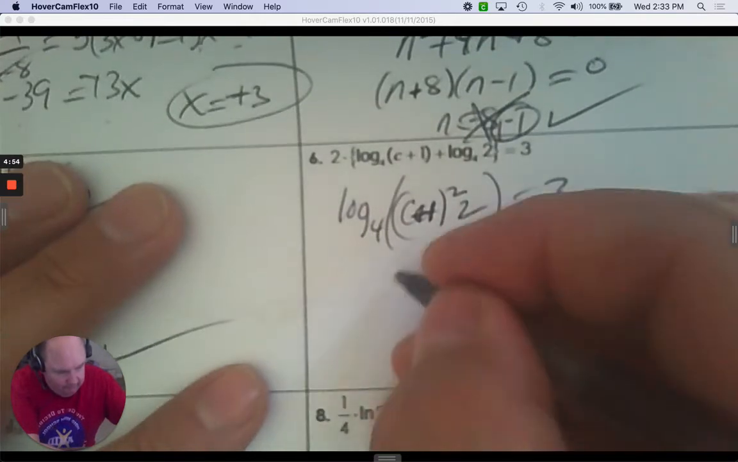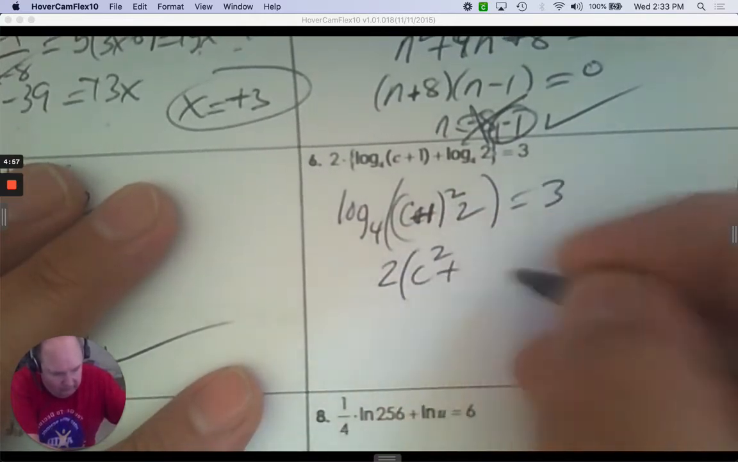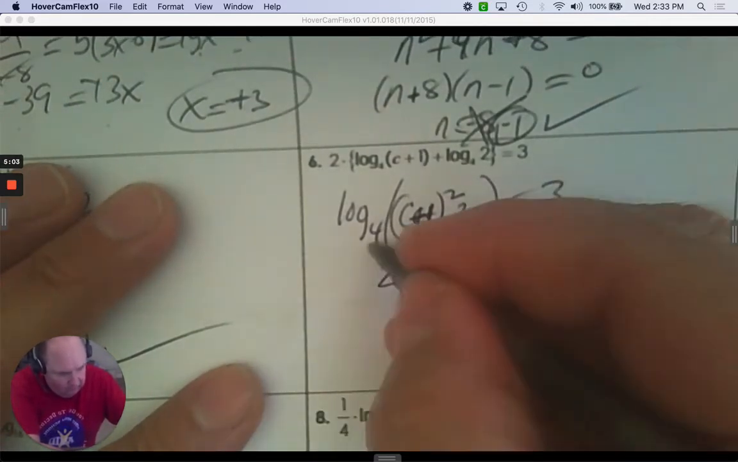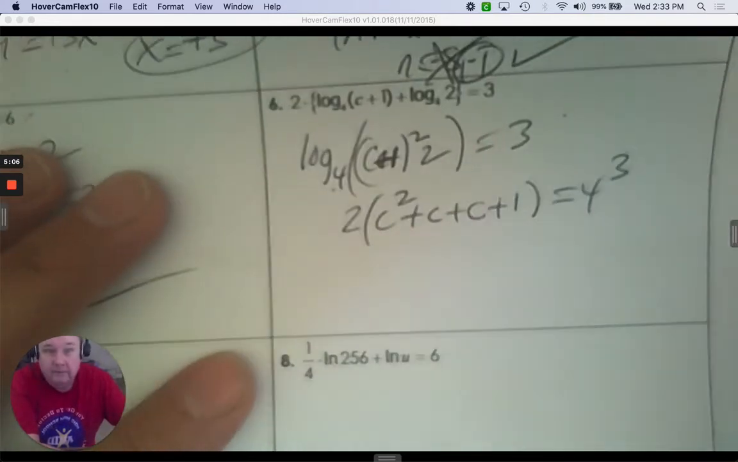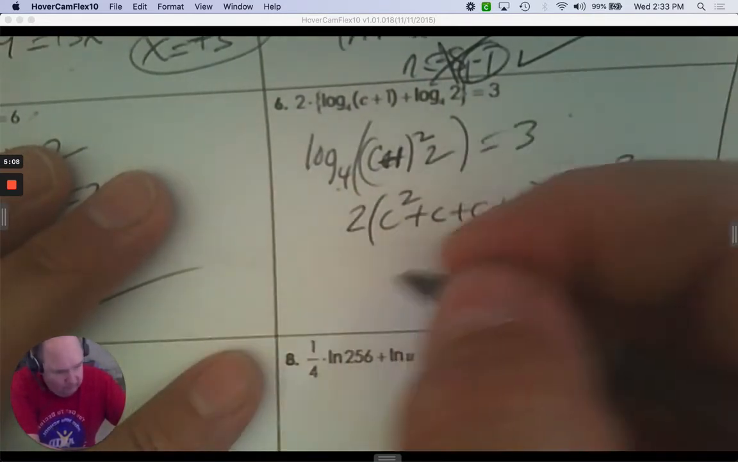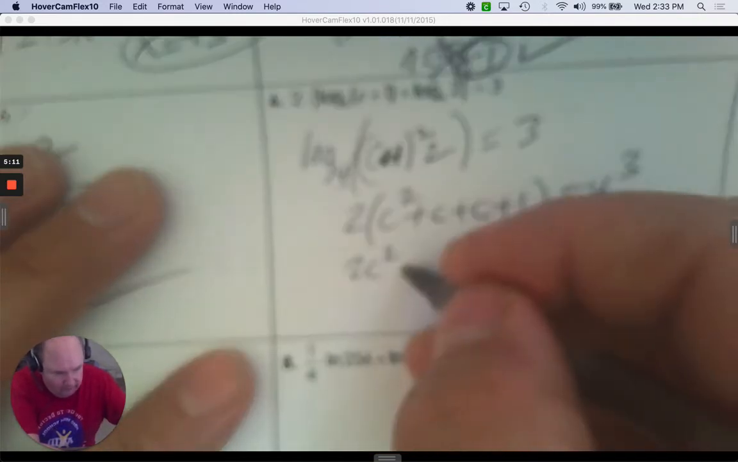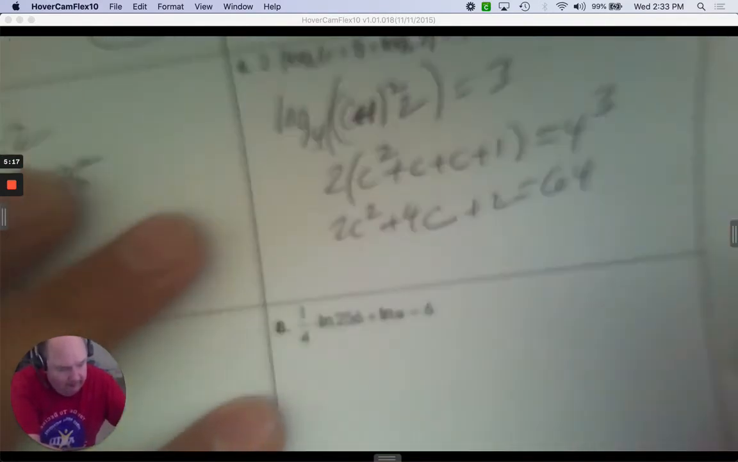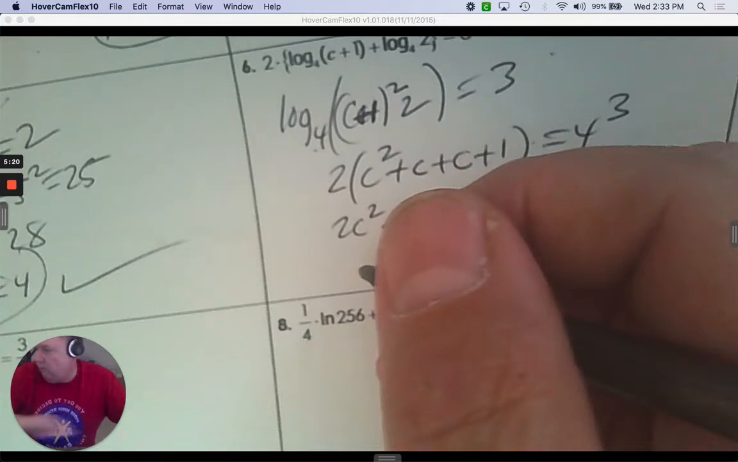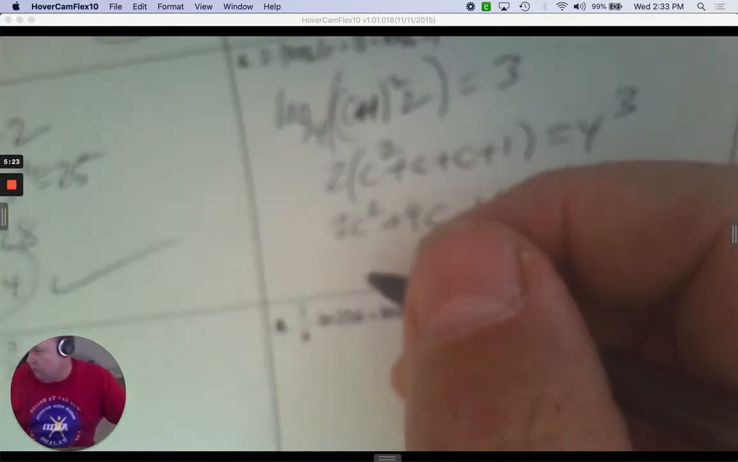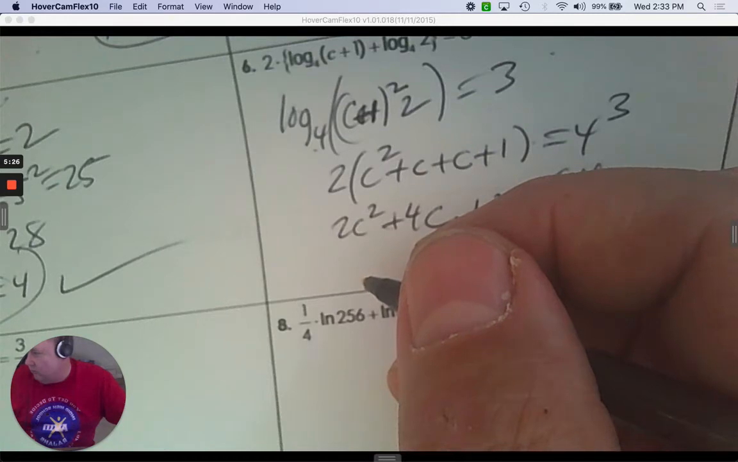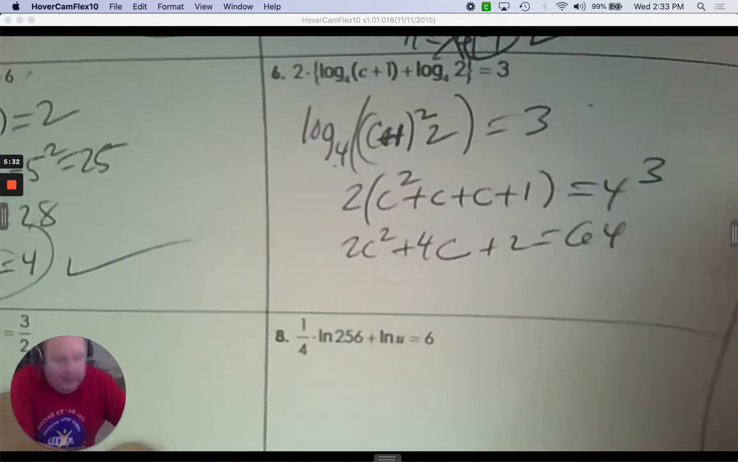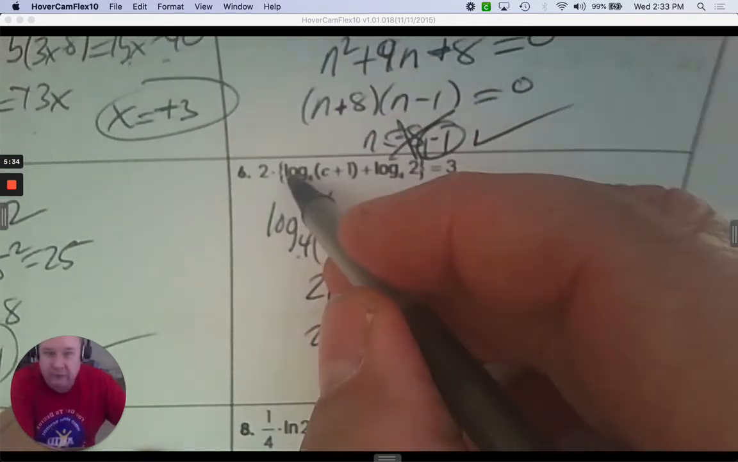So c plus 1 squared is c squared and then there's a couple c's, and then 1 squared. And that's going to be equal to 4 cubed. Combine like terms. So that's 2c squared. 2c times 2 is 4c, and then 2 times 1, and then that's 64. Oh, I know what I did. You know what happened? I didn't realize that there were parentheses around all of it.